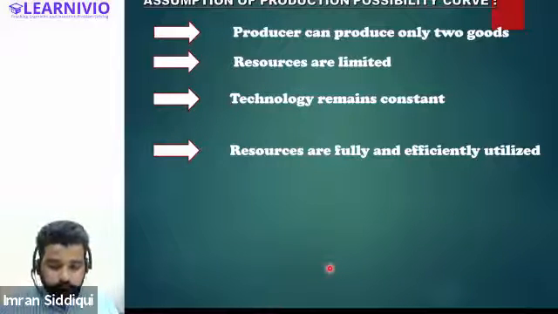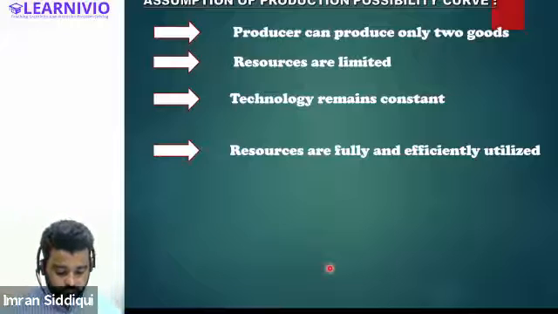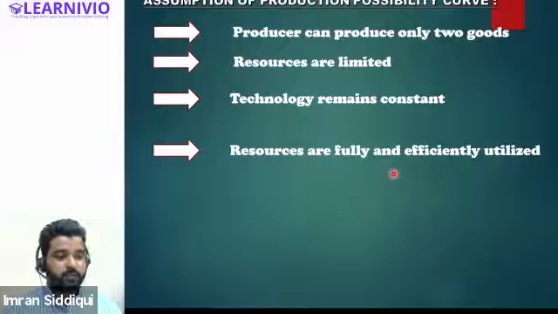I just wanted to ask, we are assuming this, right? We are having this assumption, but this is not practical, right? Yeah, this is not practical in the present day.